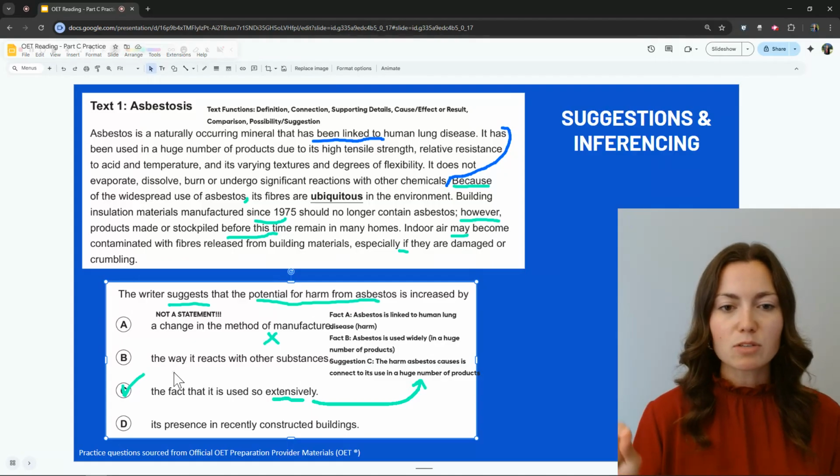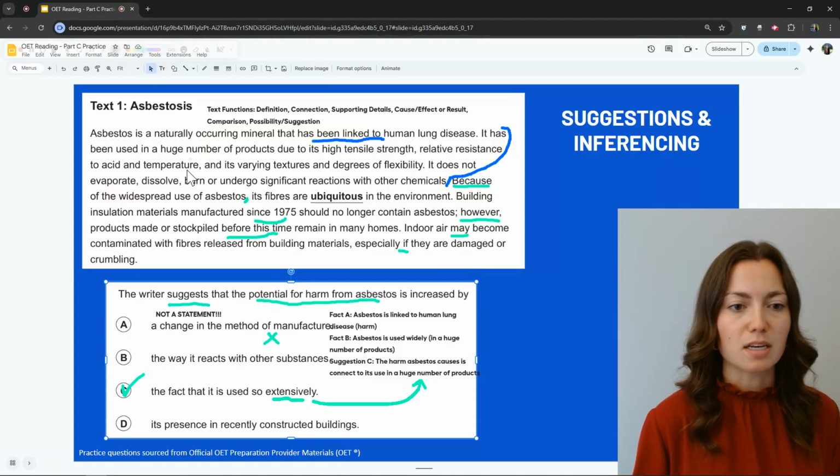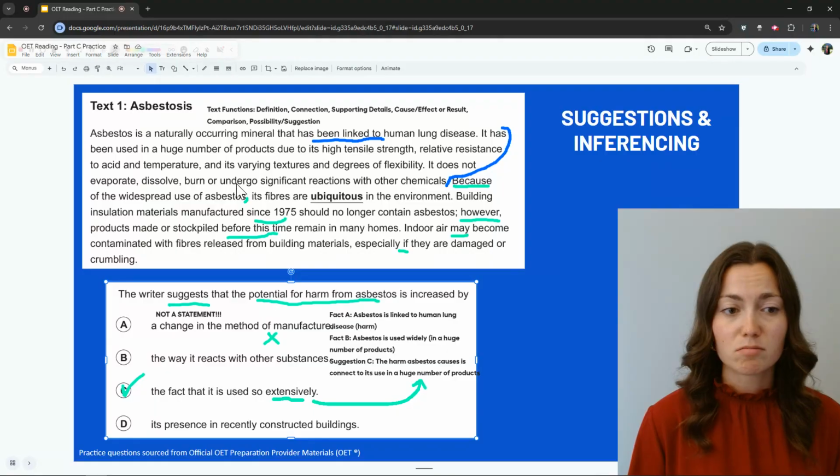B, the way it reacts with other substances. Well, here we see actually it says it does not undergo significant reactions with other chemicals. So that's just not factual in terms of how it's presented.